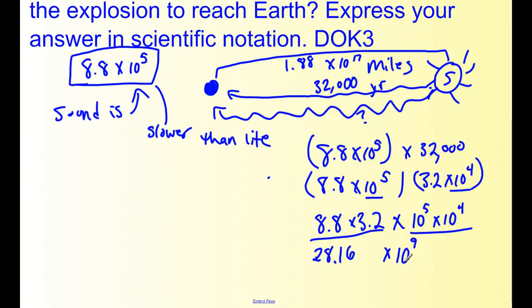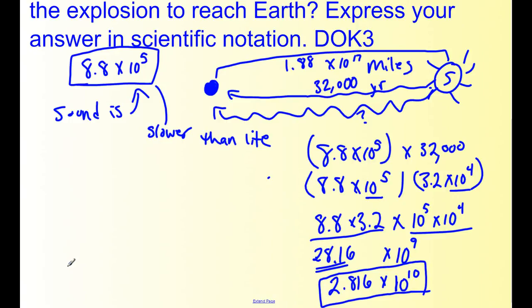And this would be done, except this first number is not a decimal between 1 and 10, which means this is not scientific notation. So one more little step gives us 2.816 times 10 to what power? Well, this number is a big number, which means our exponent is going to get bigger. That is how long it would take the sound of the explosion to reach Earth.